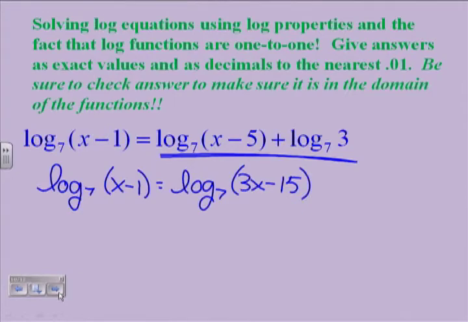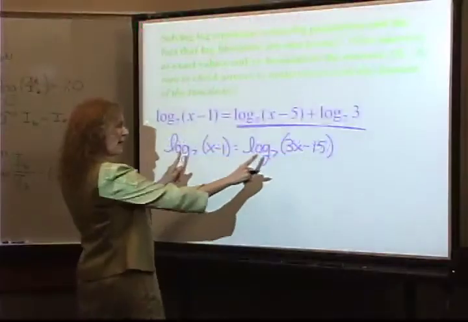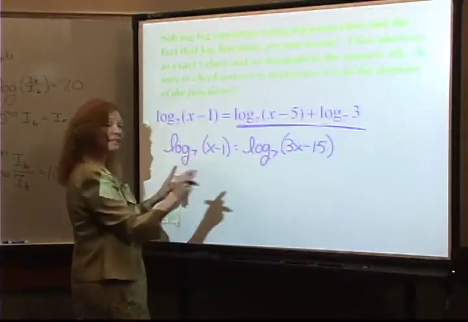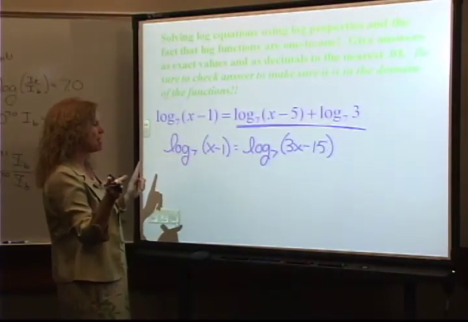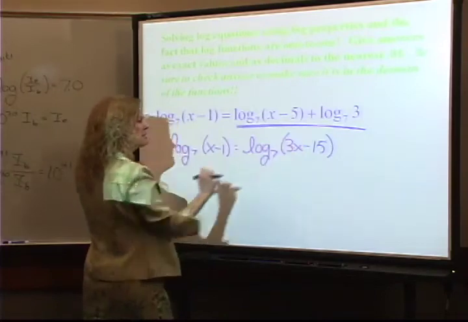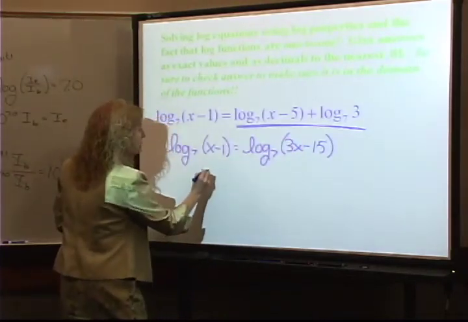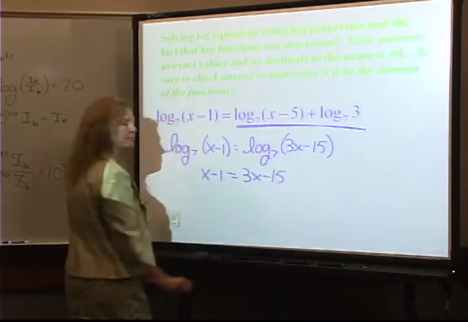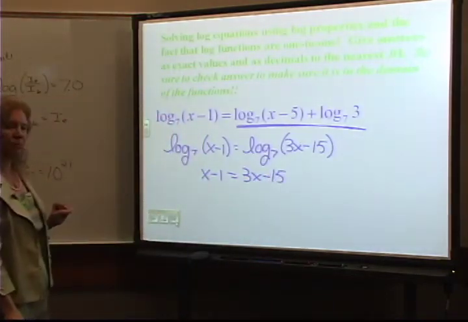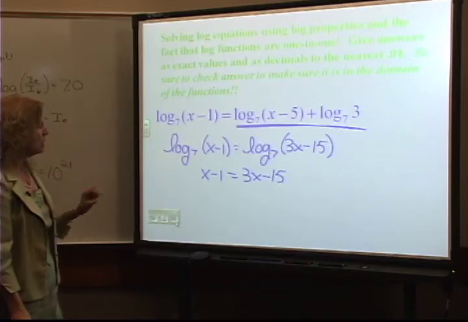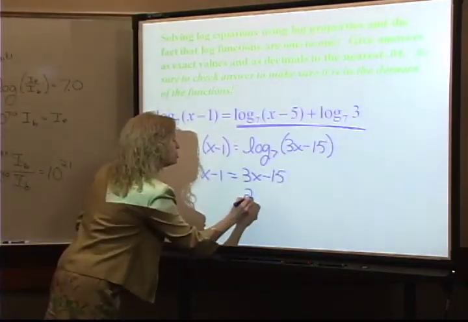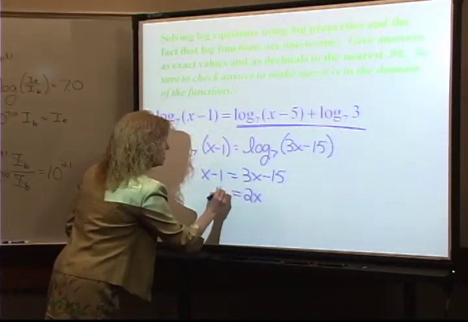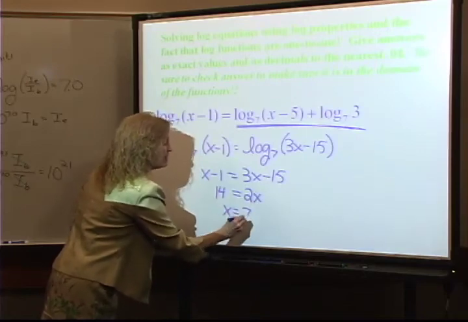Okay? And then I look, and you know, it doesn't matter what the base is, as long as these two bases are the same, then if those outputs are the same, that can only happen if the inputs are the same. Okay? So what? 2x is equal to 14, I believe. X is 7.